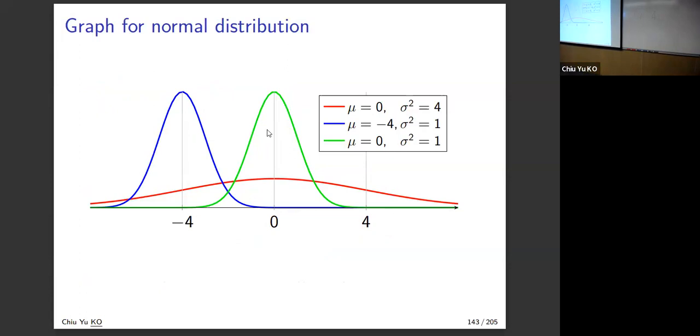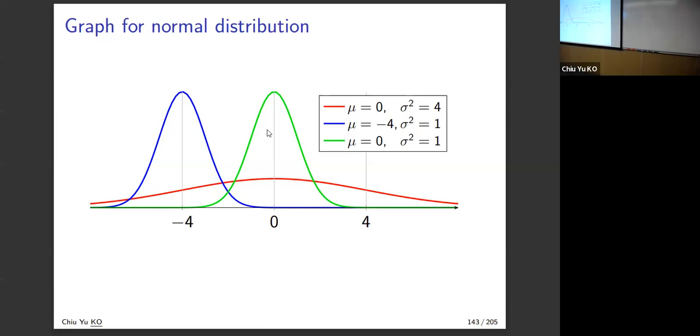So the bell is like that. Remember the bell. I said only two things determine it: mean and variance, that is, mu and sigma square. Mu determines the bell location. Look at the red one: mu is 0, so the peak is at 0. The green one, the peak is also 0, and the blue one, mu is -4. Just look, it's shifting left and right. The location is the mu.